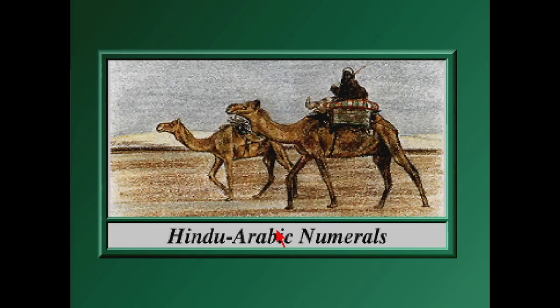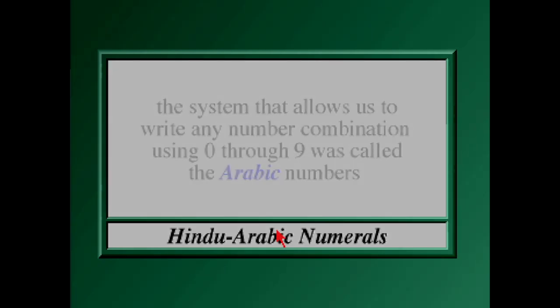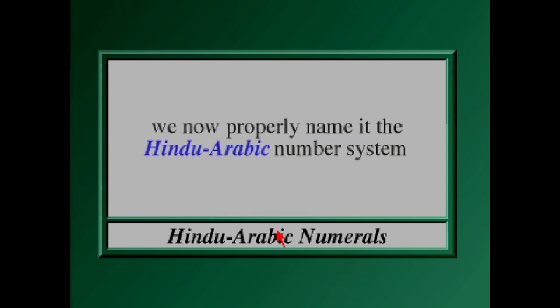Our present method of writing numbers comes from the Arabs. For this reason, the system that allows us to write any number combination using 0 through 9 was called the Arabic numbers for a long time. Historians have now discovered that the system used throughout the world was actually originated by the Hindus. Therefore, we now properly name it the Hindu-Arabic number system.